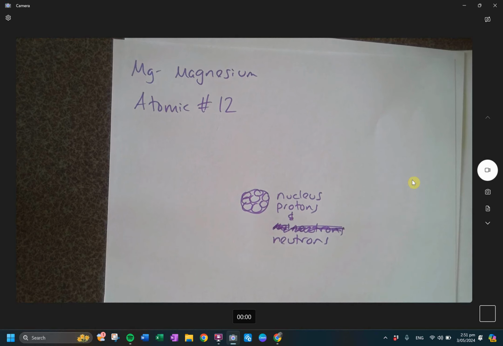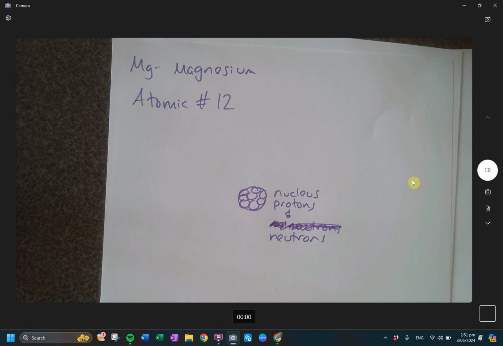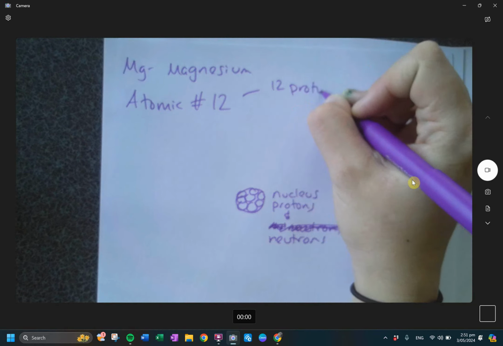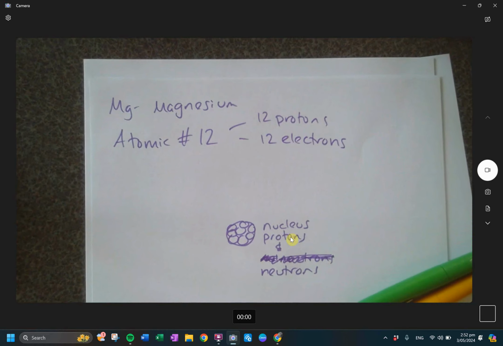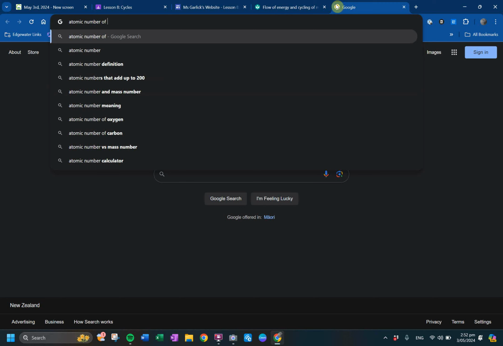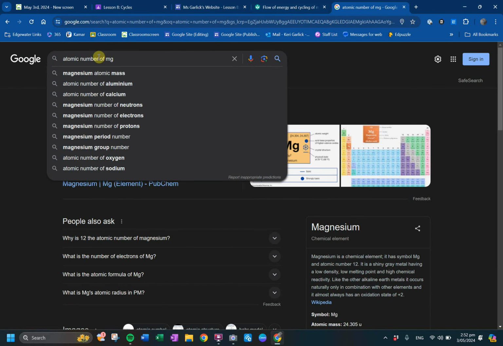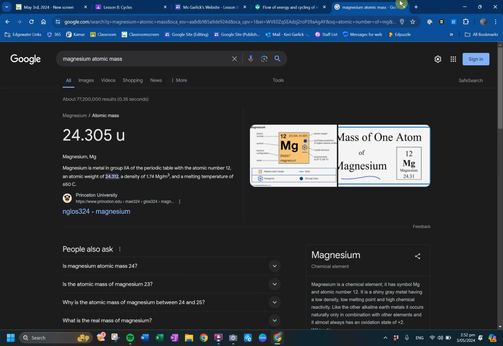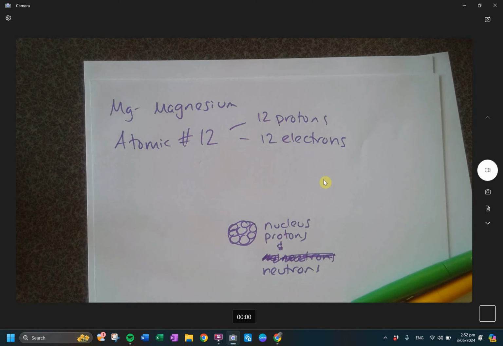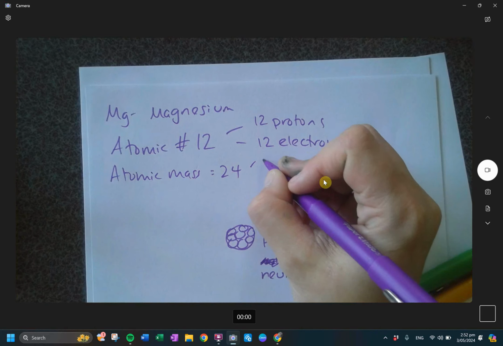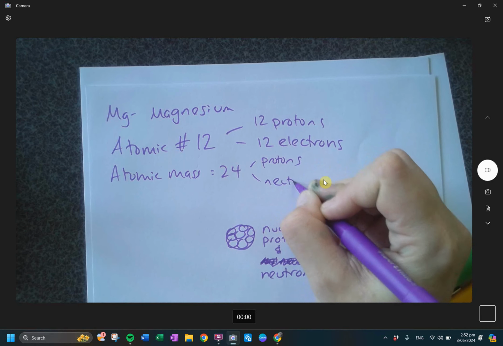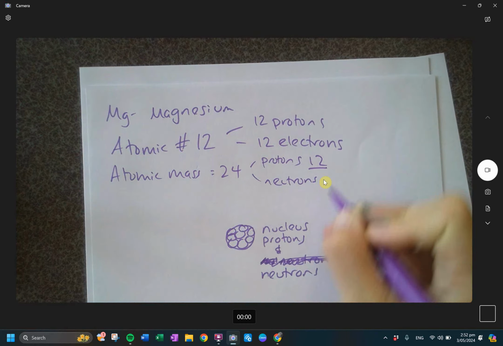All right, if I'm talking about magnesium, the atomic number is 12. So how many protons would I expect in the nucleus? Nope. 12. The atomic number tells me how many protons and how many electrons. So there's 12 protons, 12 electrons. And if I want to figure out the number of neutrons, we need the atomic mass. So let me go find that for you. Sorry, that's atomic number. Atomic mass. 24. All right, atomic mass is equal to 24. So remember, with atomic mass, that's talking about the number of protons we have plus the number of neutrons. So if I have 12 protons, how many neutrons would I have to make 24?